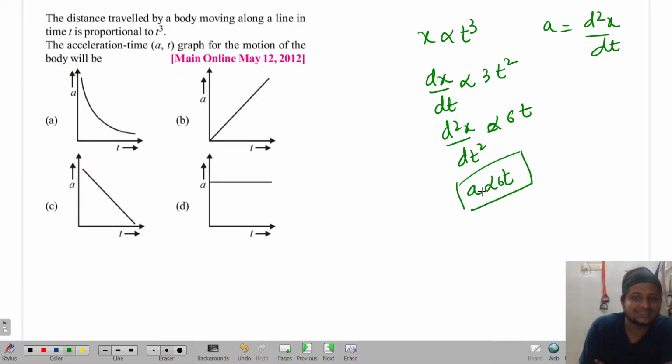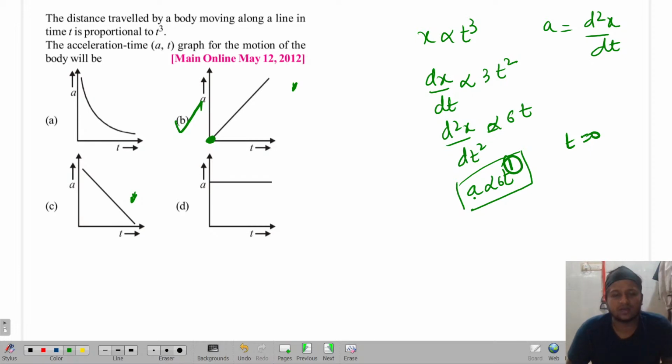What is the power of t over here? It is equal to 1. That means acceleration is varying with respect to time linearly. Now, what is going to happen if time increases? If I put t equal to 0, acceleration is 0 or not. So at t equal to 0, between these two graphs, in which graph is acceleration 0 at t equal to 0? Here. So option B is correct, and it is also linear. So option B is correct. Understood or not? Got it? So this was the easiest question.